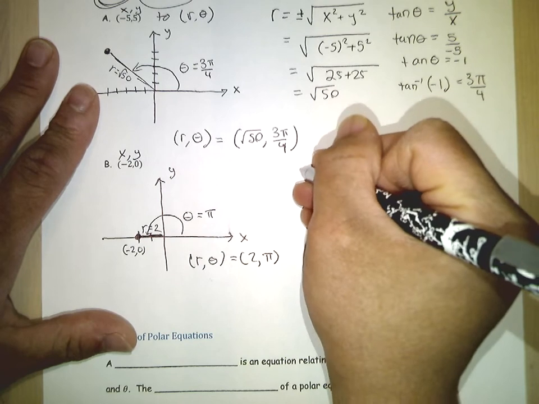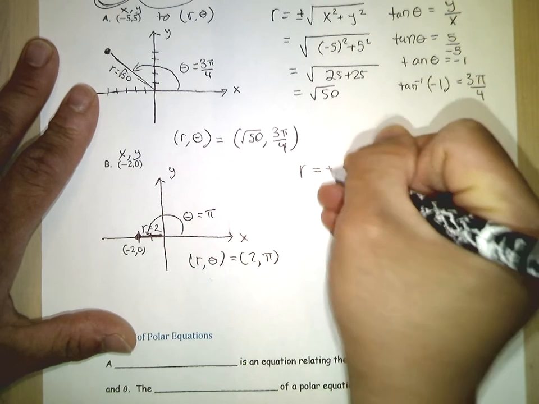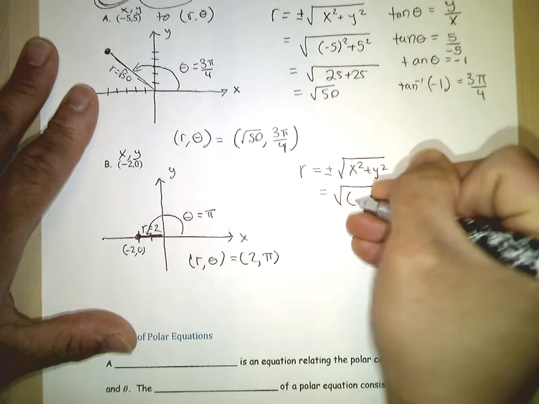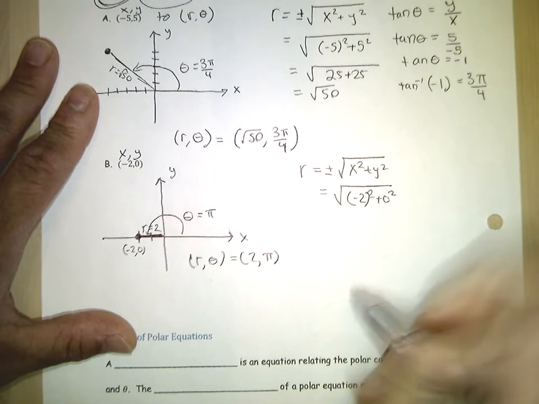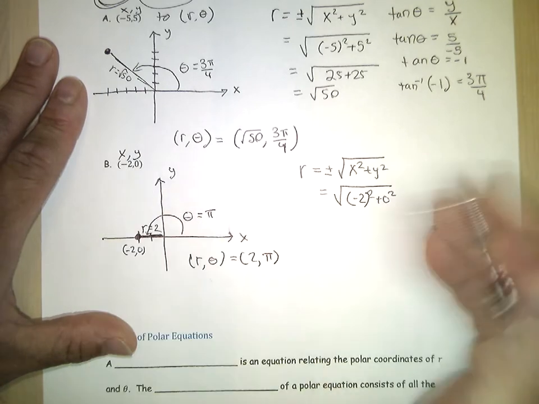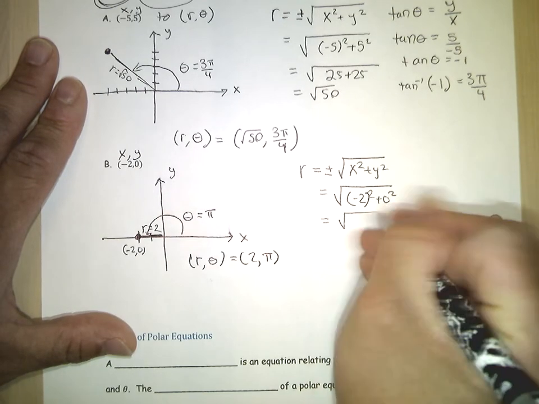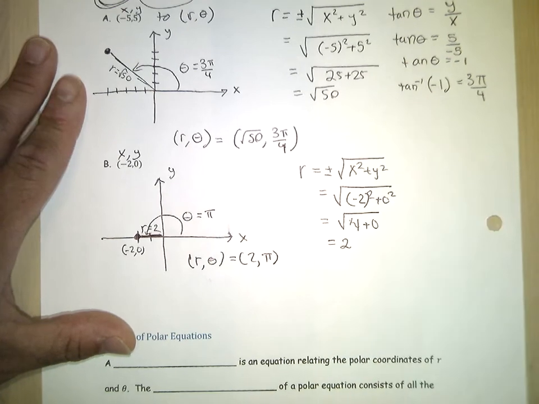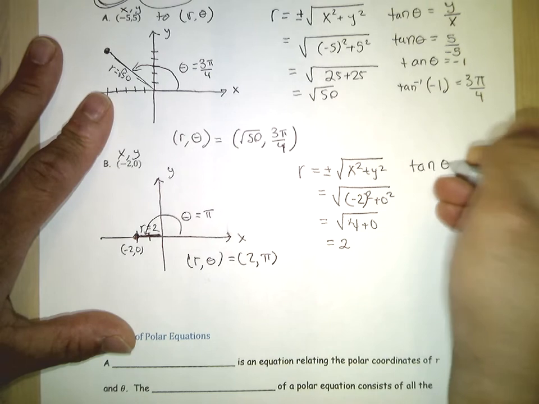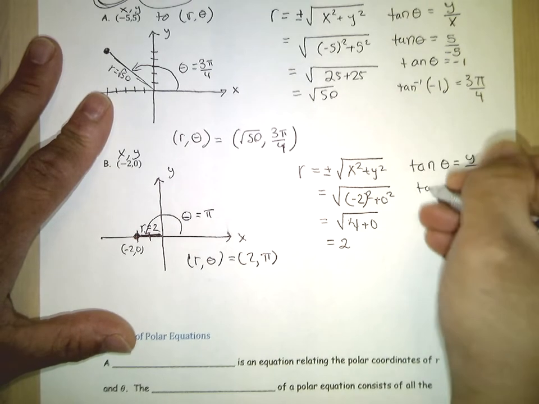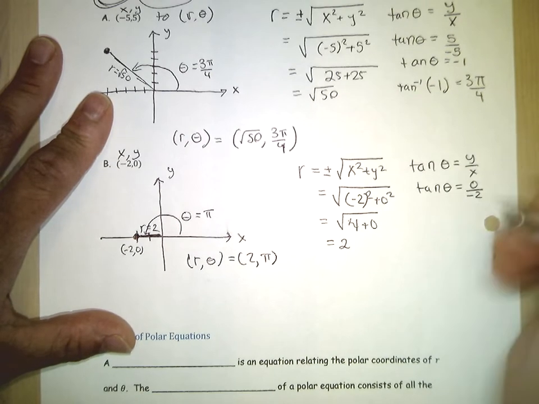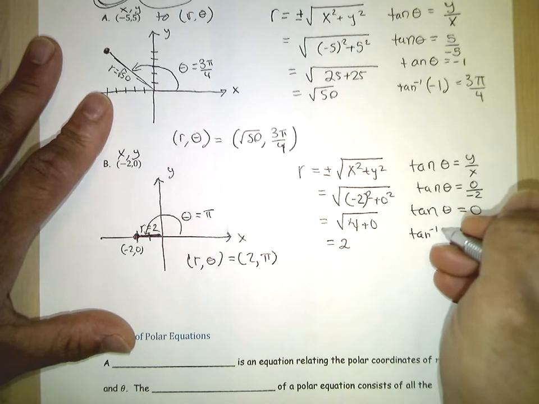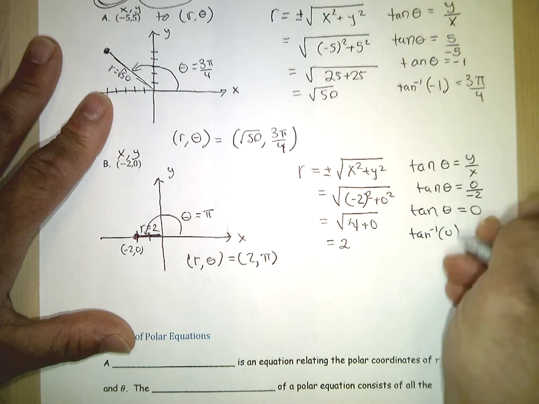Or you could use the formulas. R is equal to plus or minus the square root of x squared plus y squared. So that is the square root of negative 2 squared plus 0 squared, again, since r had to be greater than 0 here. And that's the square root of 4, and the square root of 4 is 2, or 4 plus 0, it's still 2. And the tangent of theta is y over x, or the tangent of theta would be then 0 over negative 2. So tangent of theta is 0, and the inverse tangent of 0 is 0.